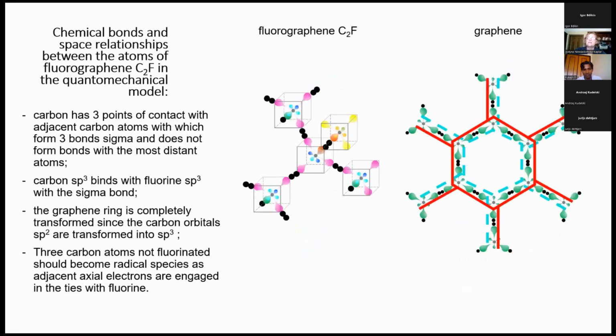So carbon has 4 points of contact with adjacent atoms, with which it forms free sigma bonds and does not form bonds with the most distant atoms. Carbon sp3 binds with fluorine sp3 with sigma bonds. The graphene ring is completely transformed since the carbon orbitals sp2 are transformed into sp3.